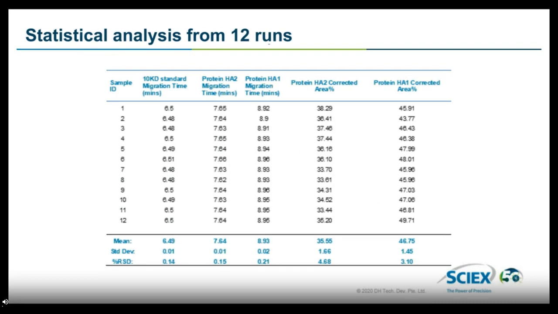And if you look at this further, you can actually measure the RSD of migration time and of the corrected area of HA1 and HA2. As you can see, the migration time is really consistent, and the corrected area has an RSD of below 5% for HA1 and HA2. This again shows how consistent these 12 separate injections are on the system.